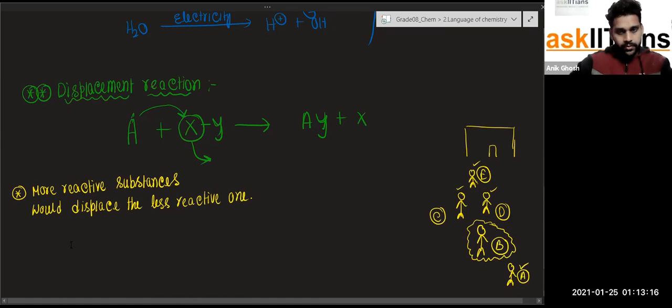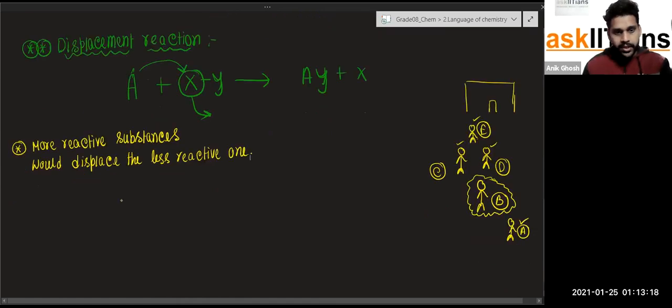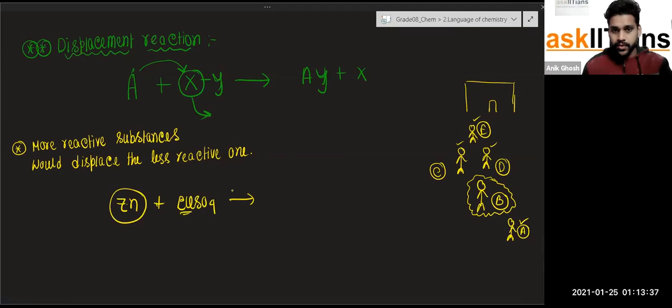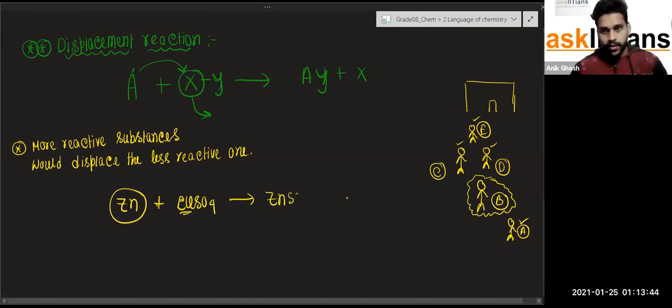So if I just tell you, like, if there is zinc and if there is CuSO4, if there is zinc and if there is CuSO4. So zinc is more reactive. Zinc is more reactive than whom? Than copper. Then what would happen? So it would displace this copper and you would get ZnSO4 plus Cu. Fine. So this is the product.